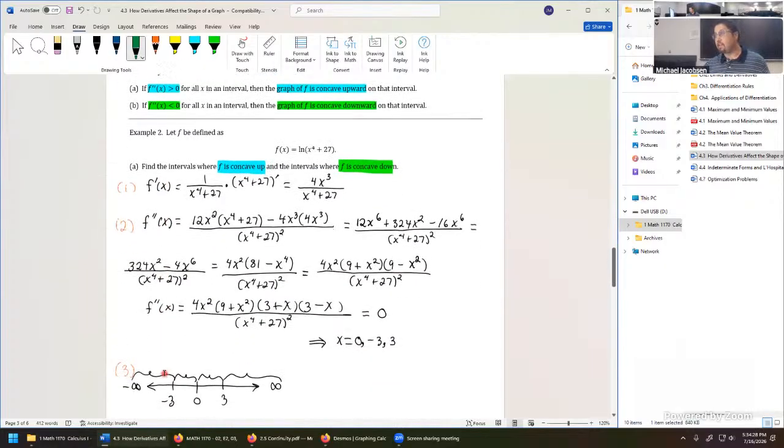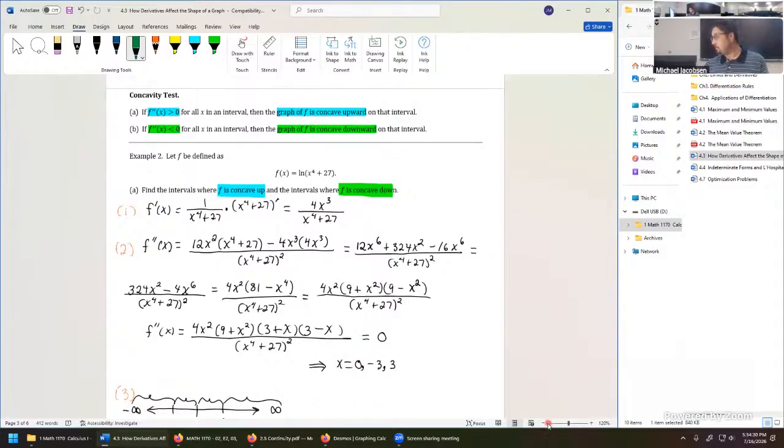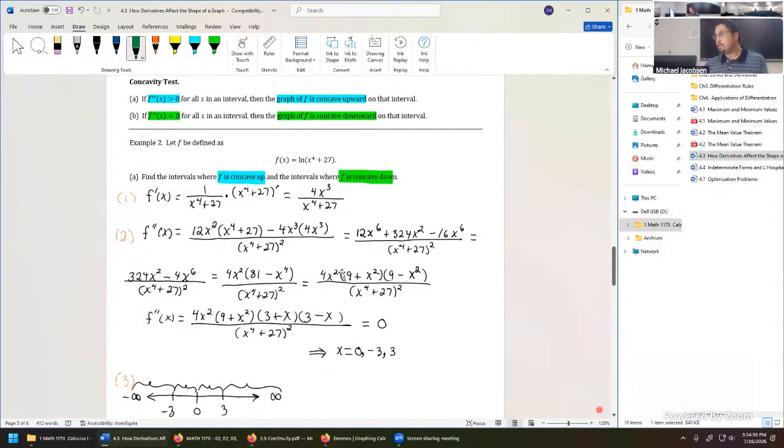And that's what we were working on in this example 2, right here. We're trying to find the intervals of concavity for that particular function. It's a complicated one, a natural logarithm composed with a degree 4 polynomial. In order to use this concavity test, step 1 is compute the first derivative and then simplify it as much as possible. Step 2, compute the second derivative.